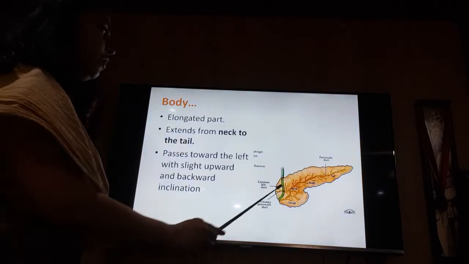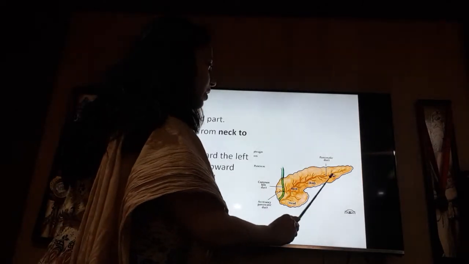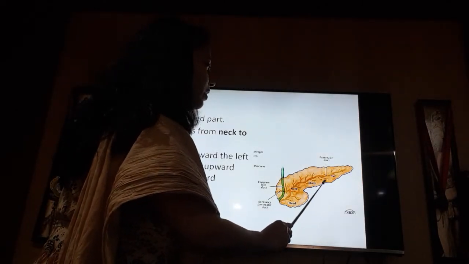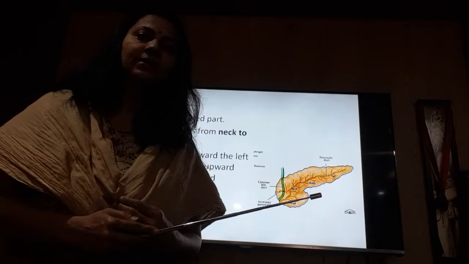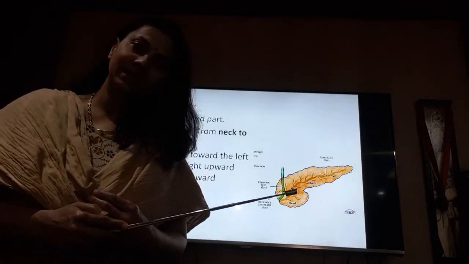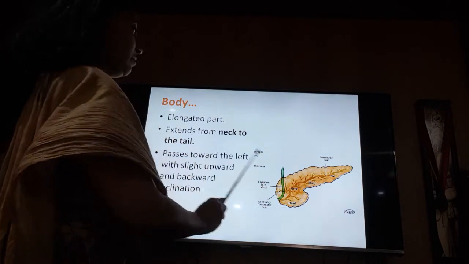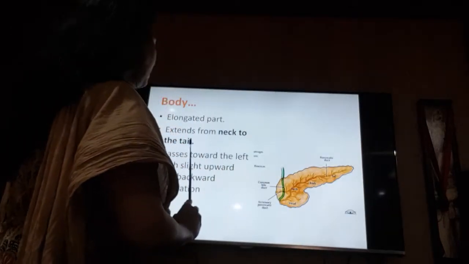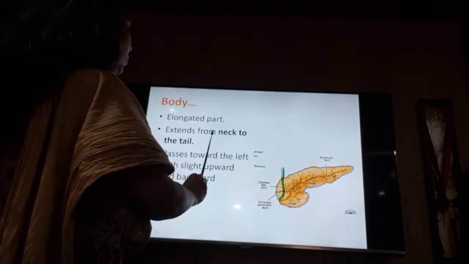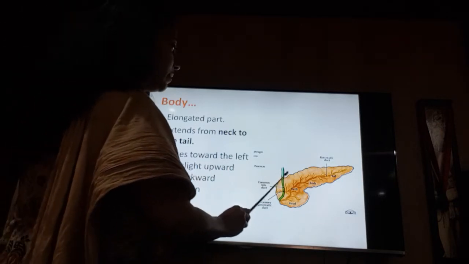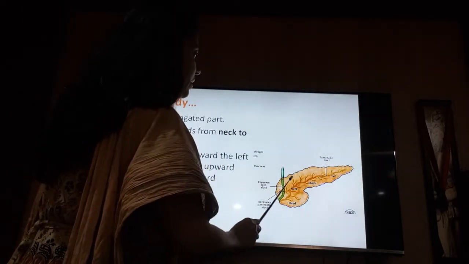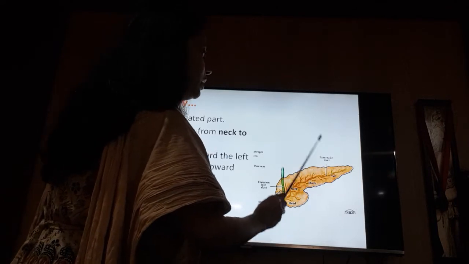Body. Now we go to this portion, the biggest portion of the pancreas, that is the body of pancreas. Okay, body of pancreas, it is the elongated part. It is elongated, isn't it? So obvious. It extends from neck to tail. This is neck, this is tail. So it is extending from neck to tail.